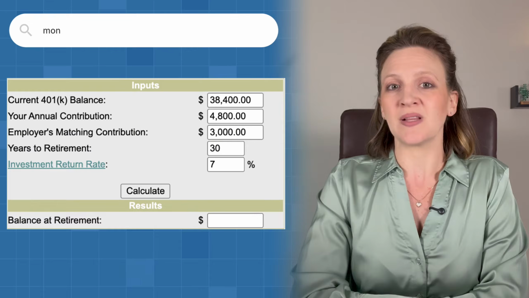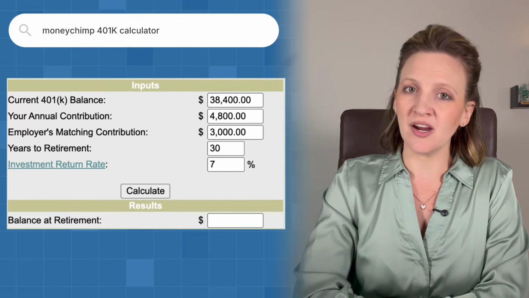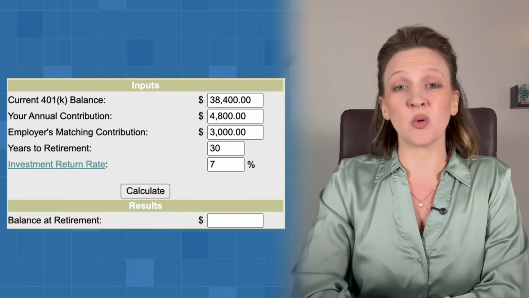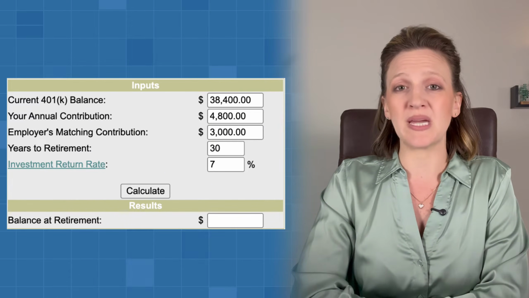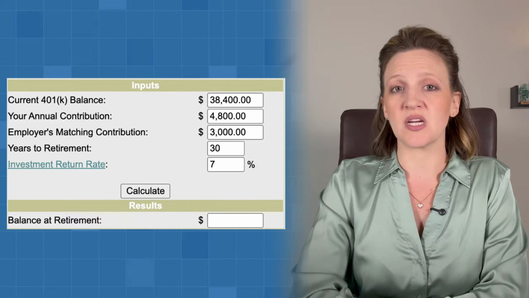Now, obviously, this is not realistic. When you're younger, your rate of return could be higher, and the closer you get to needing your money, your rate of return will probably actually be lower because you should be in things that are more conservative. So we're assuming an average rate of return of 7% in all years.